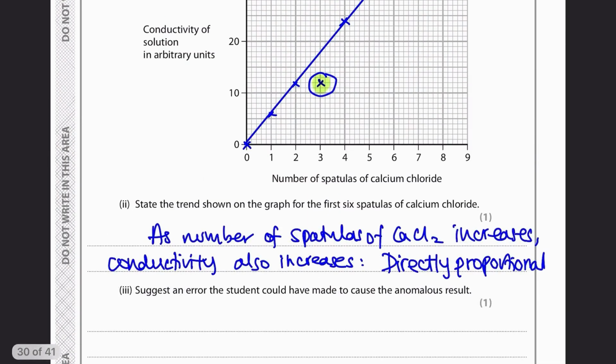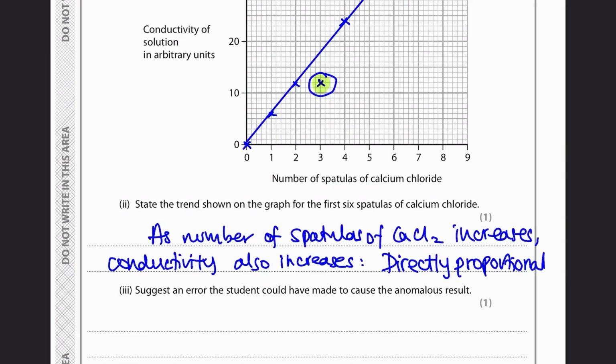So whenever you try to explain anomalous results, you have to understand what's going on. At 3 spatulas, where would you expect the plot to be? You would expect it to be somewhere around here, isn't it? You would expect it to be there, but it's actually lower. It's the green one here. It's lower. What does that mean? It means that you're supposed to have a higher conductivity than what you actually got. So how could he have gotten a lower conductivity? What could be a cause for that?